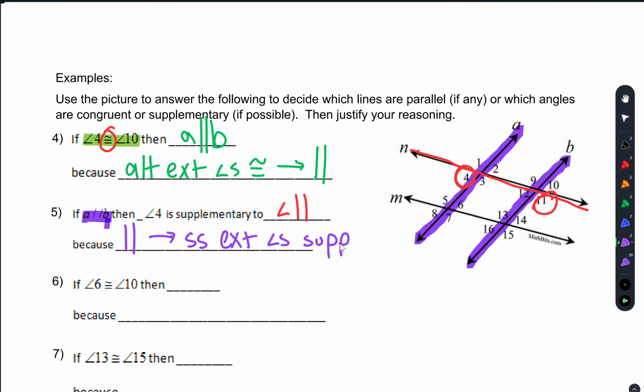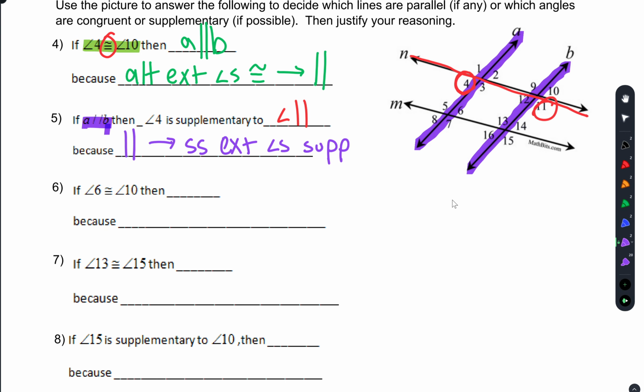Okay, I'm going to get a little tricky on you. Look at number 6. If angle 6 is congruent to angle 10, then blank. Again, I'm starting with information about my angles. So let's look there. Here's 6. Here's 10. What is my transversal? What one line do they have in common? And I'm hearing crickets because there is no line that they have in common, right? We see that. 6 and 10 don't have a singular line in common.